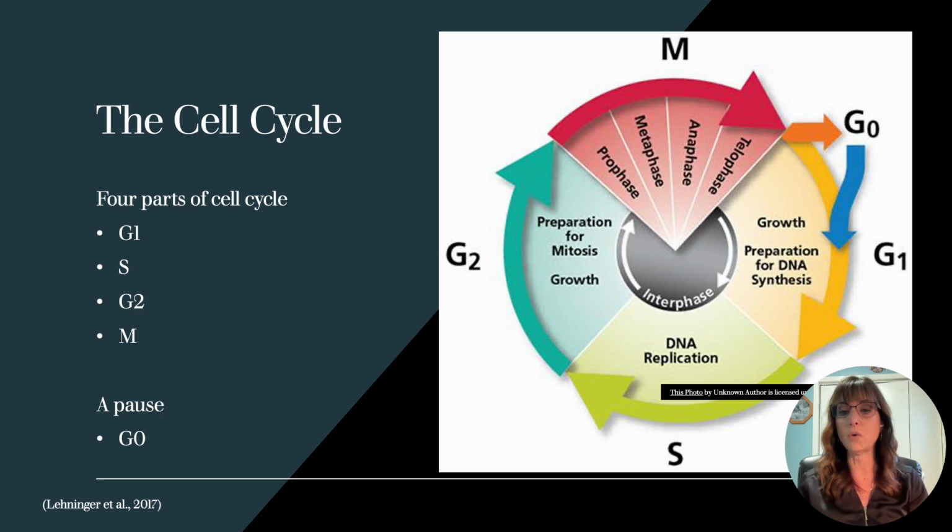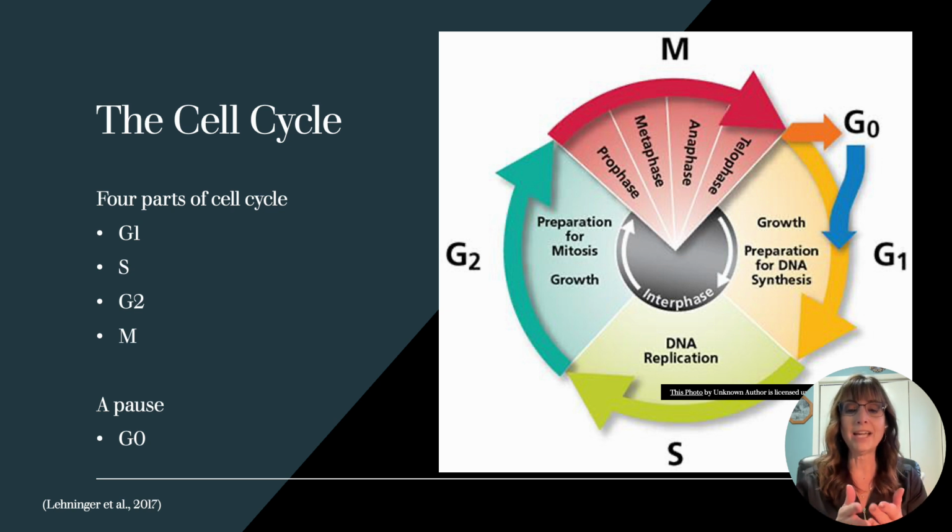You have G1, which is known as gap 1, S for synthesis, G2 for gap 2, M is for mitosis, and then sometimes there's a G0. So during G1, gap 1, this is when the cell is brand new. It's growing, it's preparing for DNA synthesis, it's just doing its job. And then during synthesis, the DNA is actually replicated to ensure that there's enough DNA for two nuclei during mitosis. For example, in human body cells, there are 46 chromosomes.